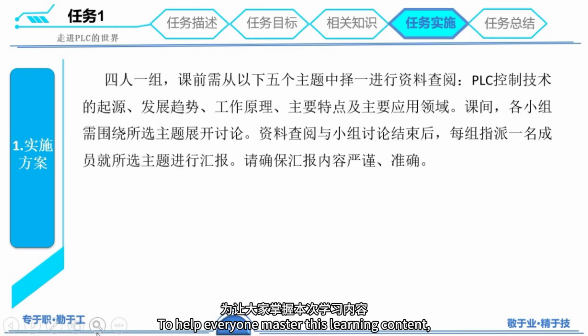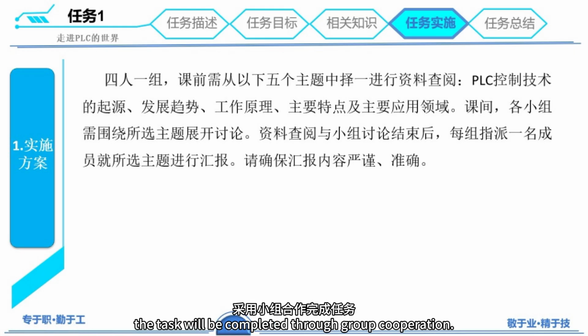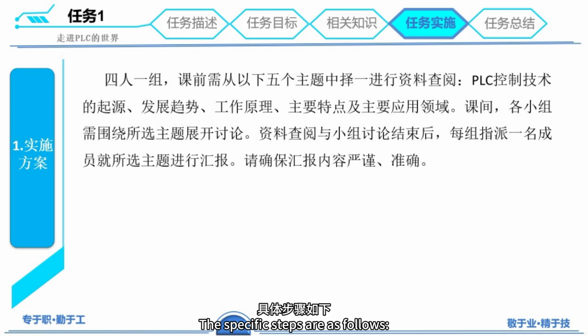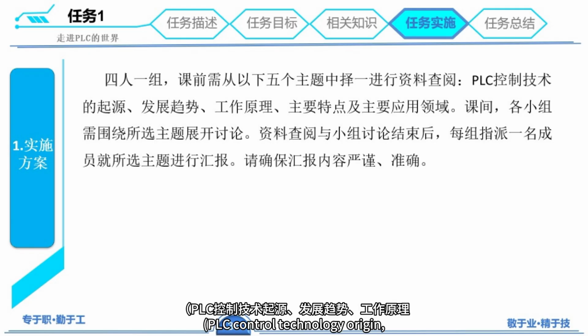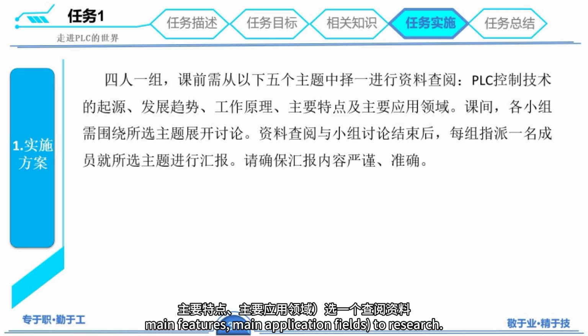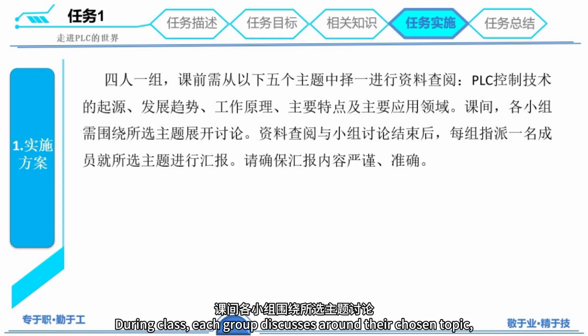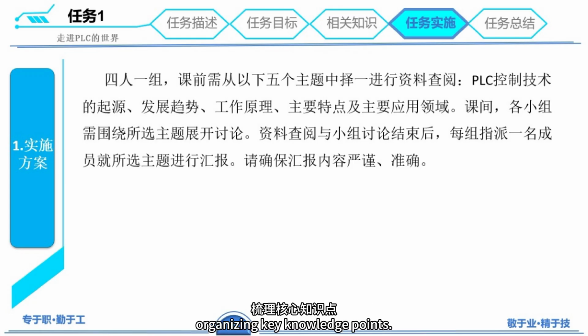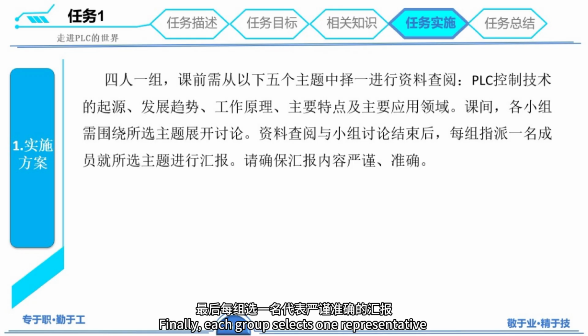To help everyone master this learning content, the task will be completed through group cooperation. The specific steps are as follows. First, before class, form groups of 4 and choose one topic from 5: PLC control technology, origin, development trends, working principles, main features, main application fields to research. During class, each group discusses around their chosen topic, organizing key knowledge points. Finally, each group selects one representative to give a rigorous and accurate presentation.